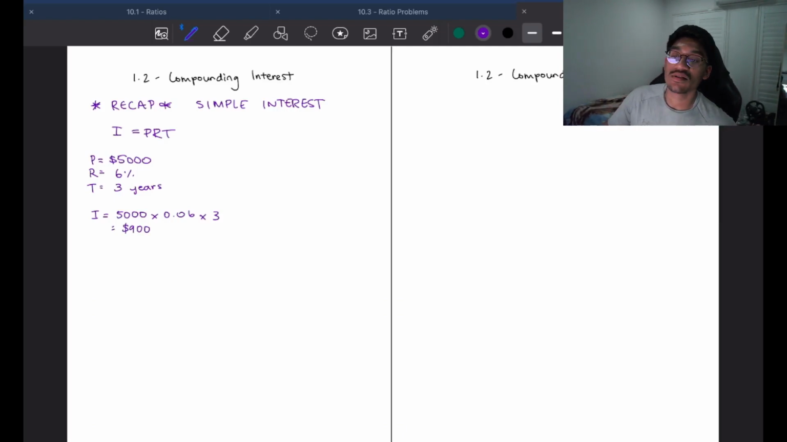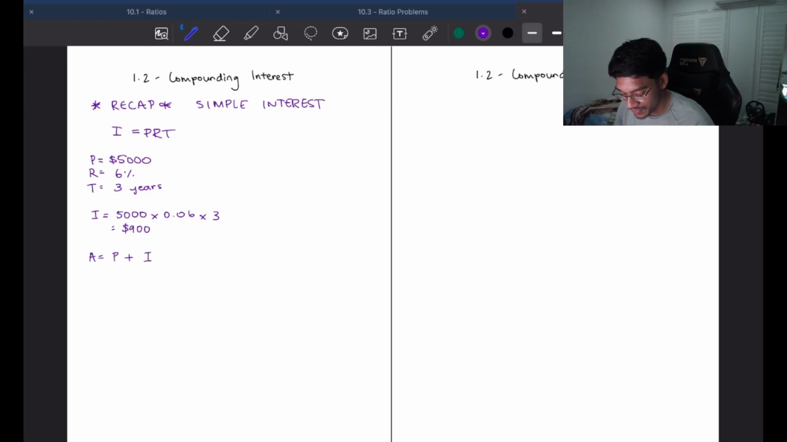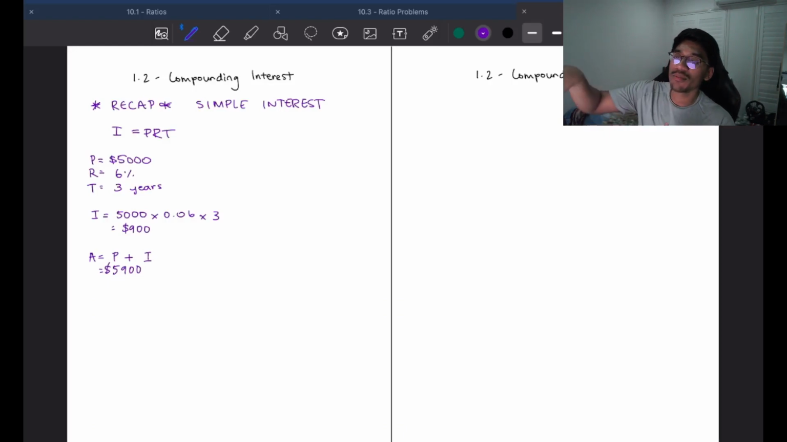So over 3 years, I've made $900 just in interest. If I wanted to work out the amount of money I have in the bank, remember the total amount, which is A, is equal to principal plus the interest earned. So 5,000 plus 900 is 5,900. So at the end of these 3 years, essentially I have $5,900. I put my principal in, and the bank has given me 6% on that principal over the course of 3 years.